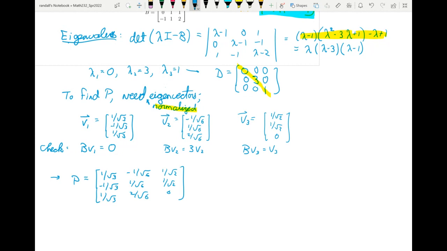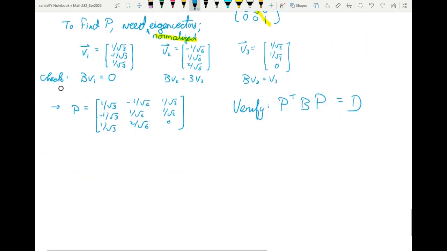Okay. So now verify for yourself that when you do this P transpose times B times P, you do get D.